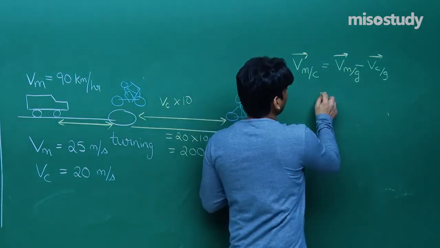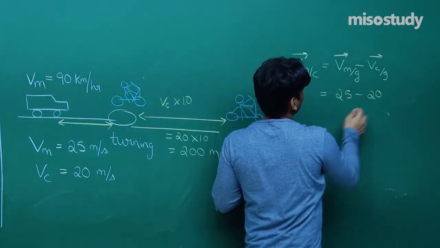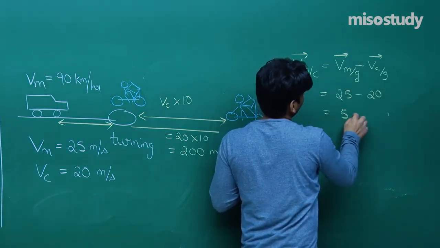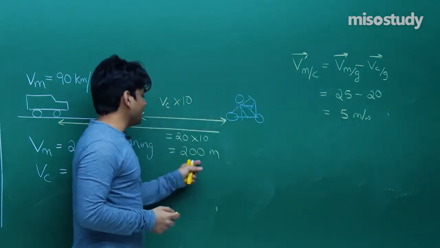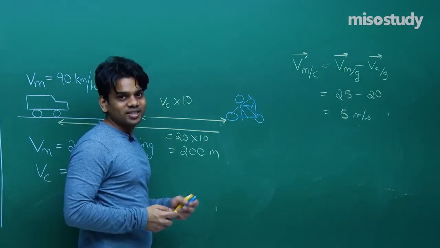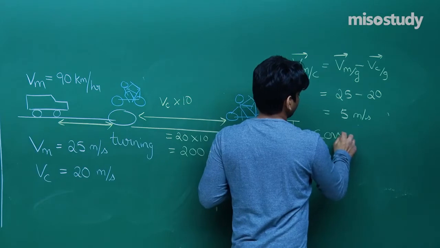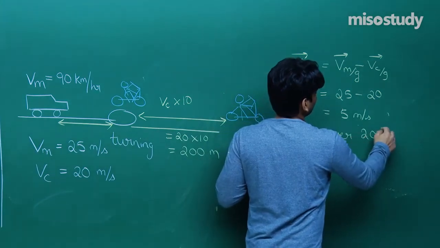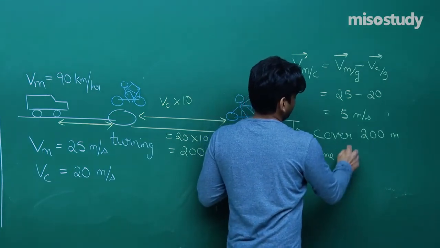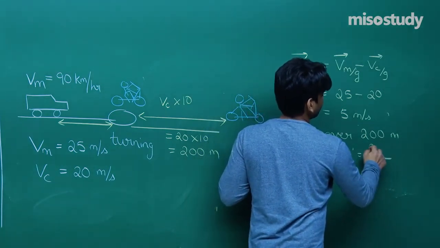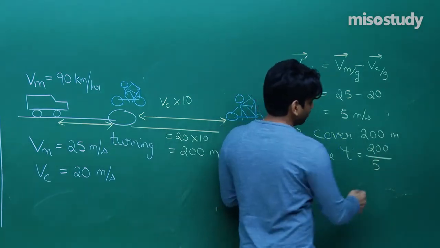Let's proceed. Velocity of policeman with respect to ground, that is 25 minus 20, both are in the same direction, that will come out to be 5 meter per second. To cover 200 meter, how much time will they take? The relative distance is 200 meter. To cover 200 meter, time taken t is distance upon relative speed, that is 40 seconds, quite obvious.